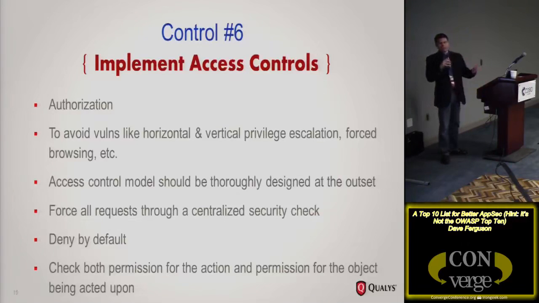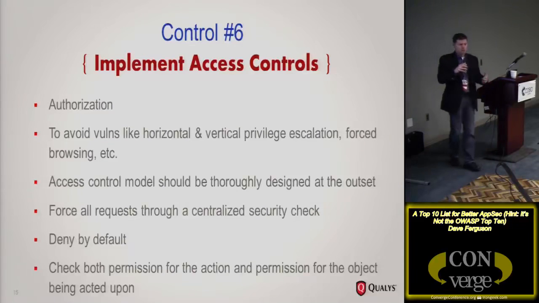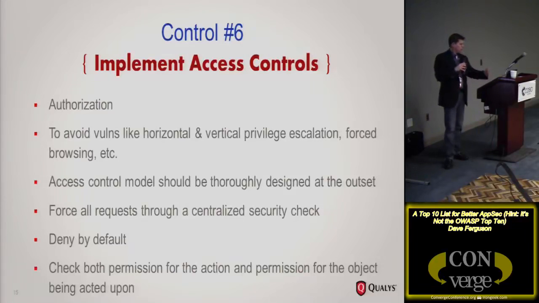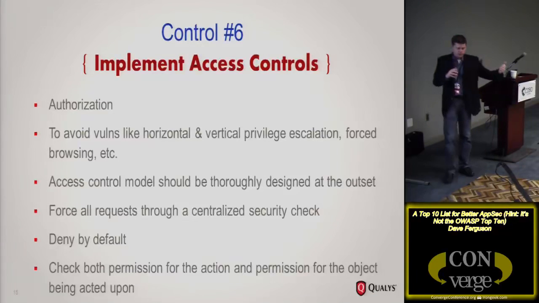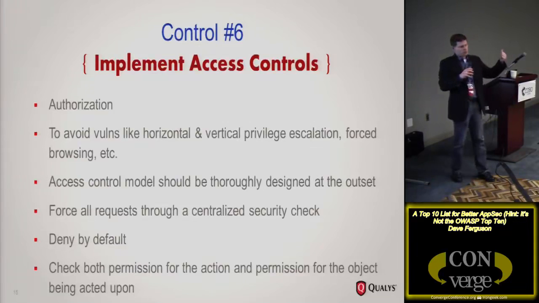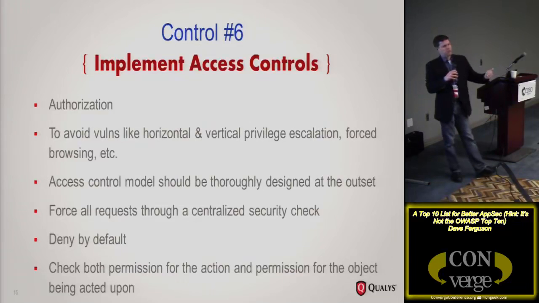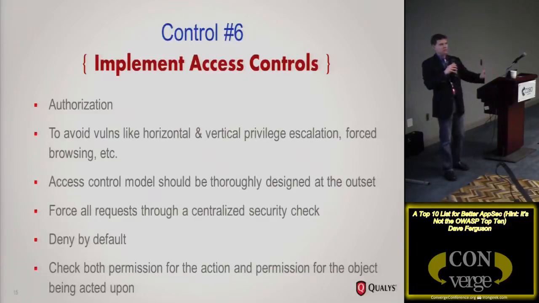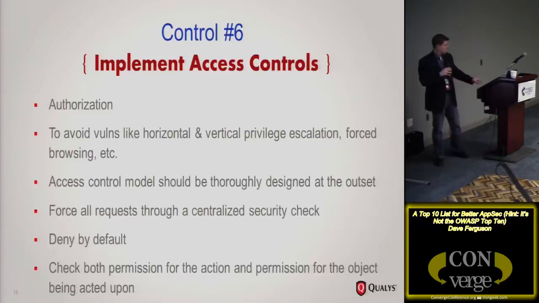So best practices there are really to route all your requests through a centralized security check and do a default deny, so that if no information is provided, then access should not be granted. And then you have to check, and I know we do this in our Qualys product, the action that the user is trying to do is one check that needs to be done, but also the object being acted upon, you need to make sure that the user has permission for that particular object.